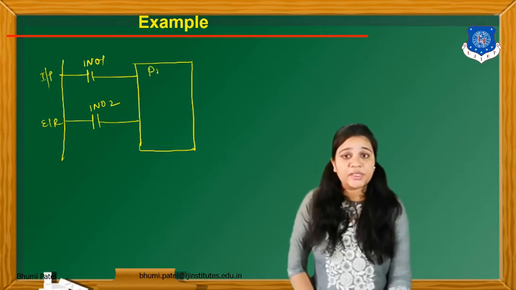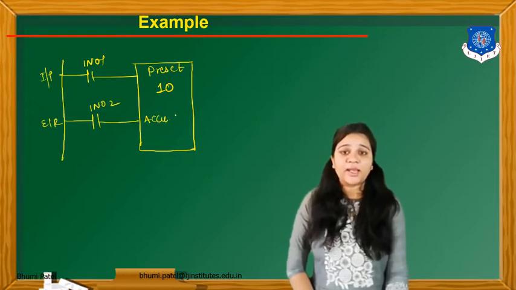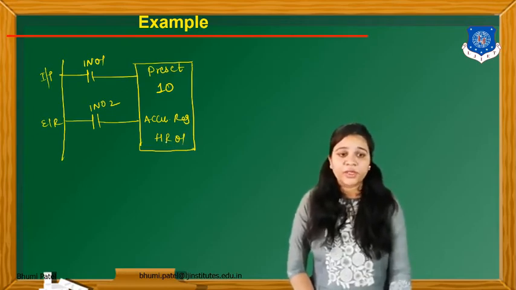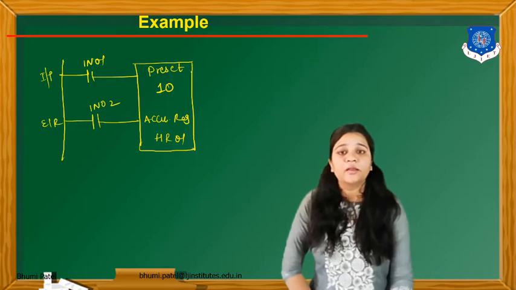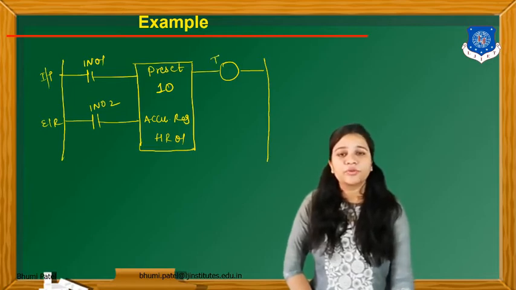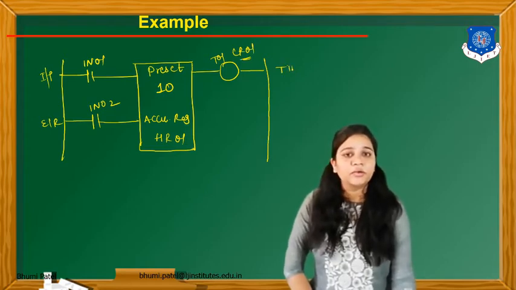Now, what is the preset value for this example? They have given 10 seconds, and here in the format of the timer we have to write the accumulator register. Suppose the accumulator register is HI01, and after that we connect the output. Suppose the timer is T01 and the output name is CR01. Here we use a timer on delay.